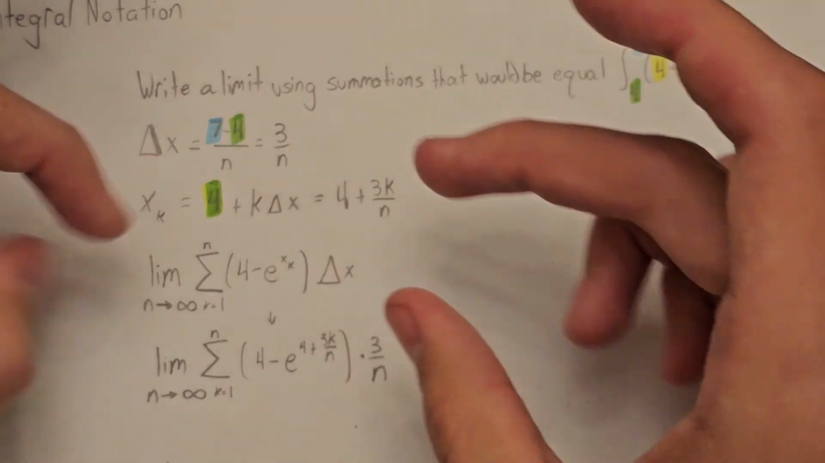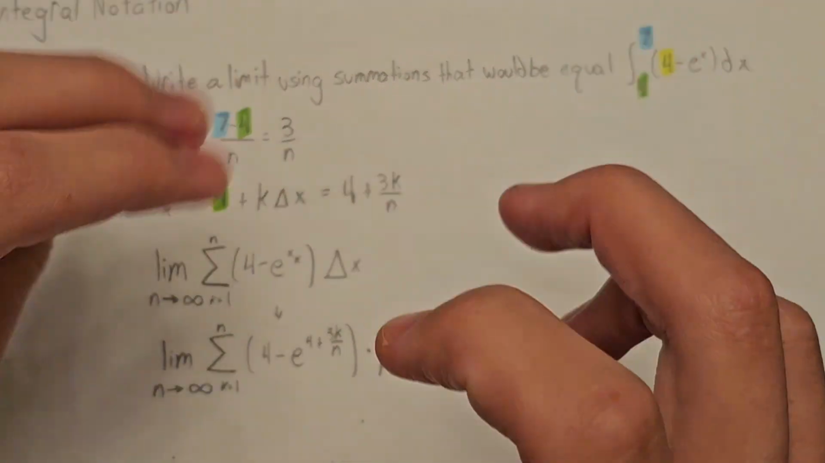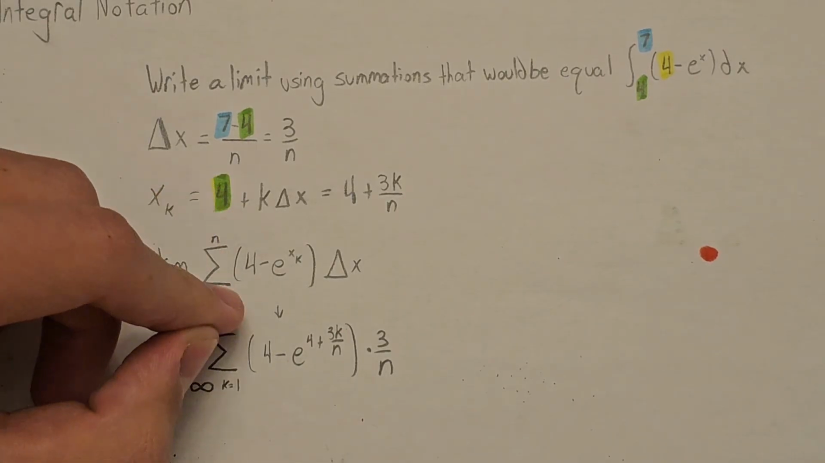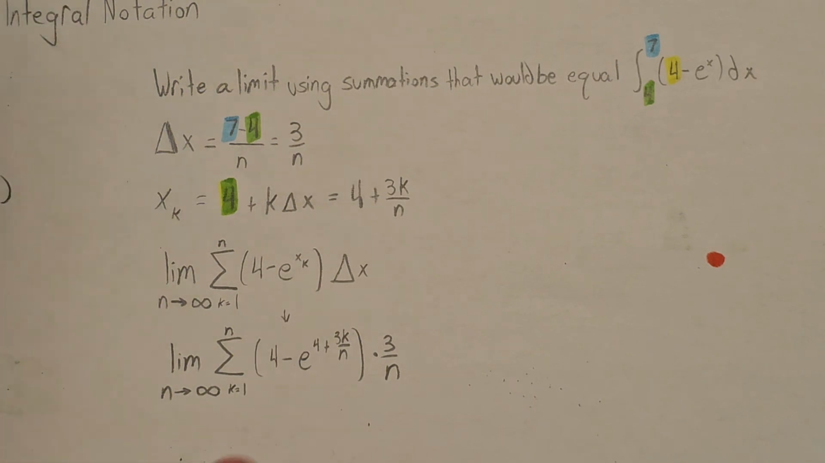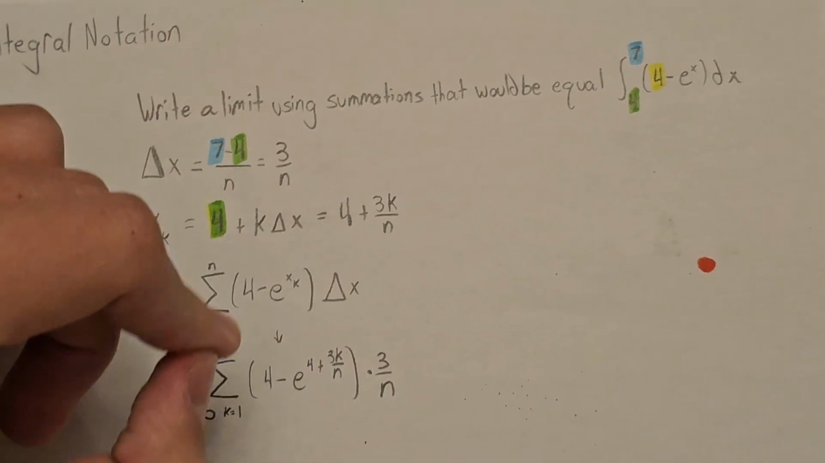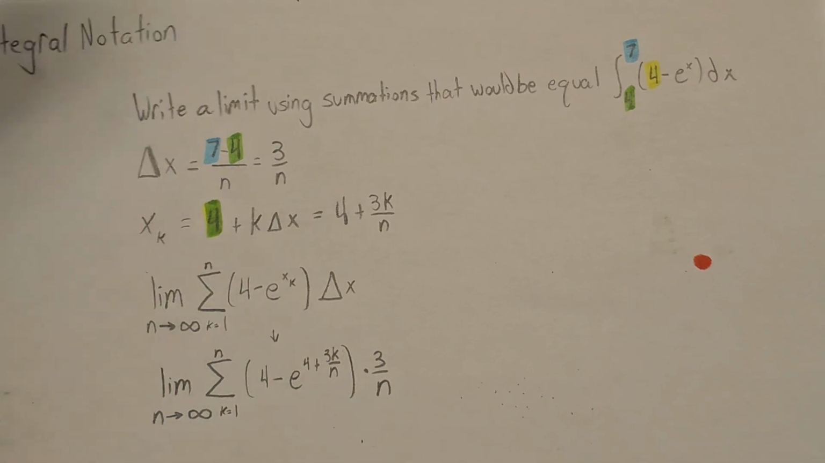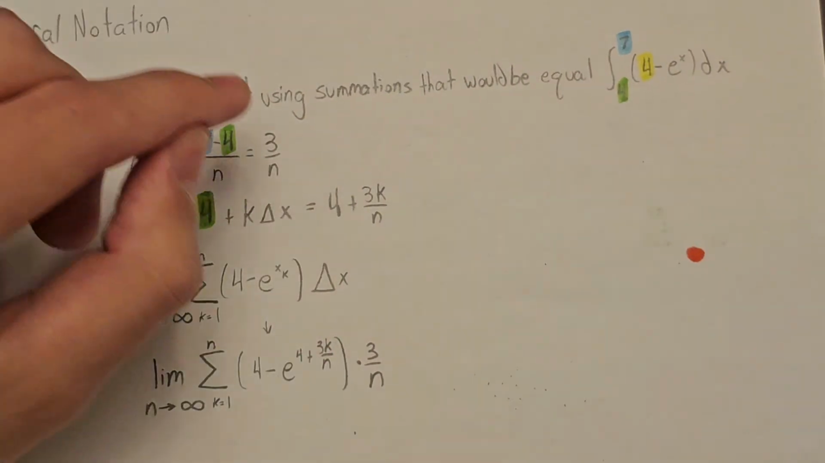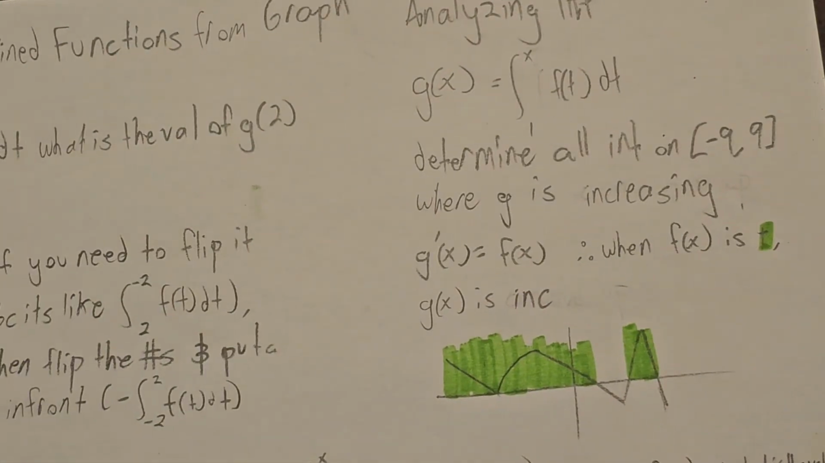So the formula that you'd have to follow, if we're just plugging it in, would be the limit as n goes to infinity of the sum from k equals 1 to n of (4 minus e to the x of k) times delta x, right? So our x of k is 4 plus 3k over n, so it's going to be e to the power of 4 plus 3k over n, and then we're multiplying that by 3 over n, which we got from right over here.